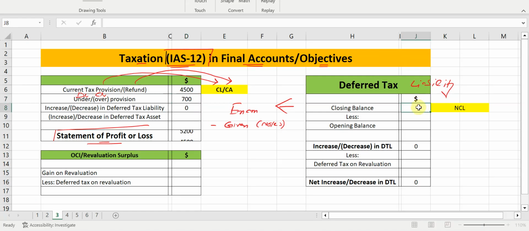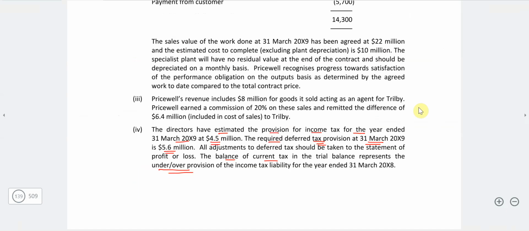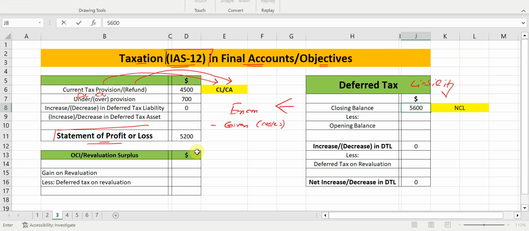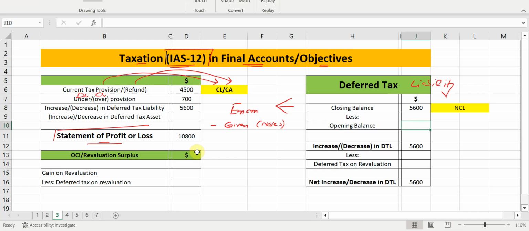So how much is the closing deferred tax? Closing deferred tax is given in the notes, which is 5600. So let's put this as well, 5600 less the opening balance, which is given in the trial balance, is 8400. So that means 2800 is the decrease in the deferred tax liability, and it decreases the current year expense.